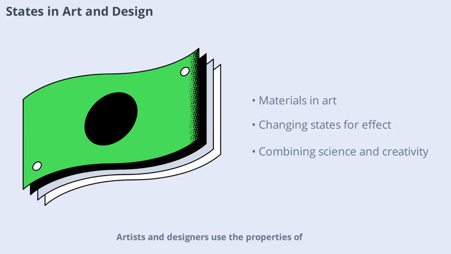Artists and designers use the properties of matter to create beautiful and functional works. Paints, clays, metals, and glass all behave differently depending on their state. Understanding how materials change and interact helps artists shape their creations and bring ideas to life. Art and science come together through the states and properties of matter.